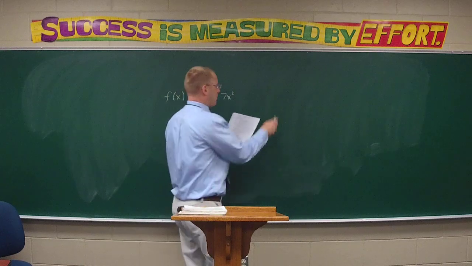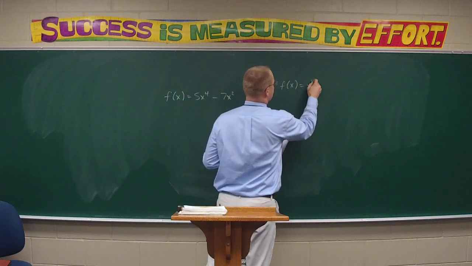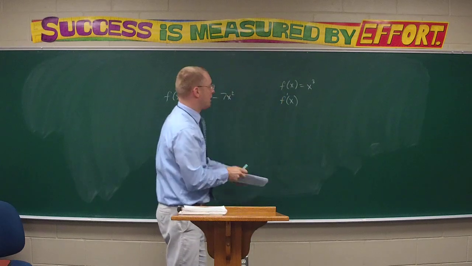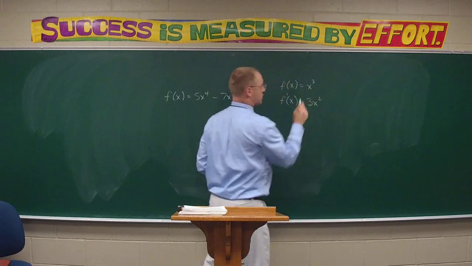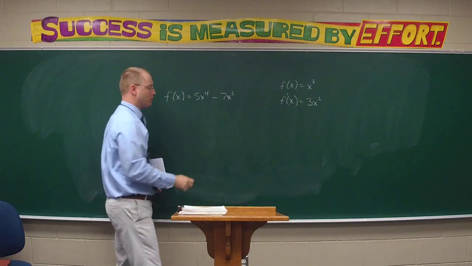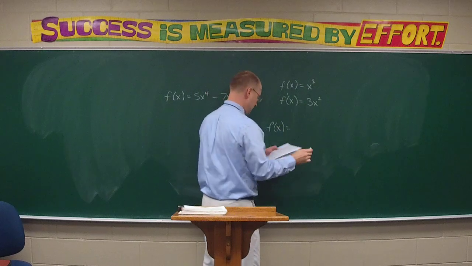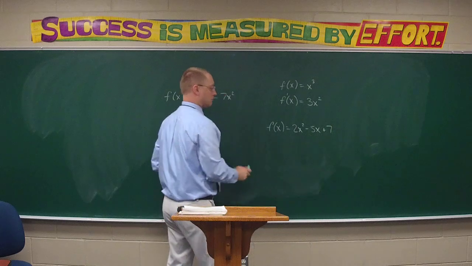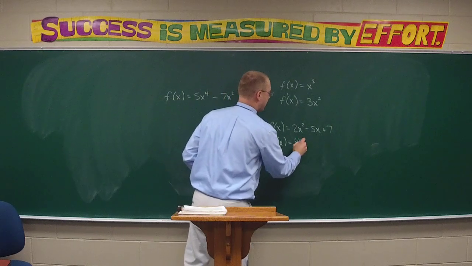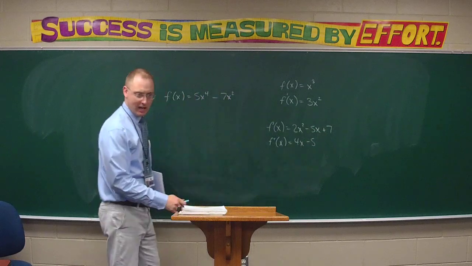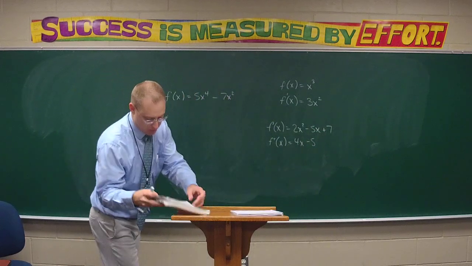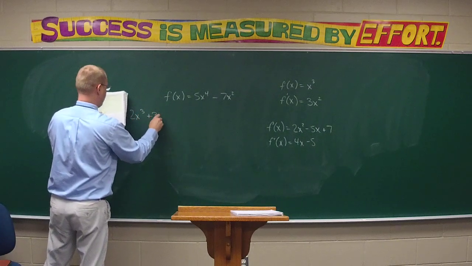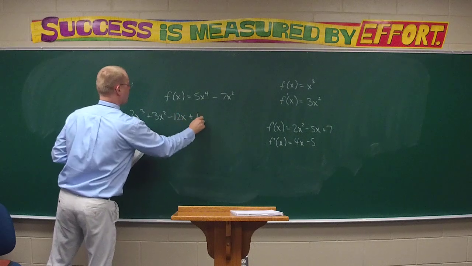Remember earlier in the hour, we looked at the function f of x is x cubed. Now, I don't have the answer written down here, but I remember it was 3x squared. Earlier in the hour, we had a function of x was 2x squared, negative 5x, positive 7. I can do it in my head. It was 4x negative 5. Just now, what was the function here? f of x is equal to 2x cubed positive 3x squared negative 12x positive 6.